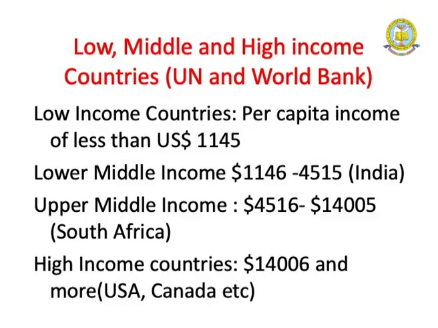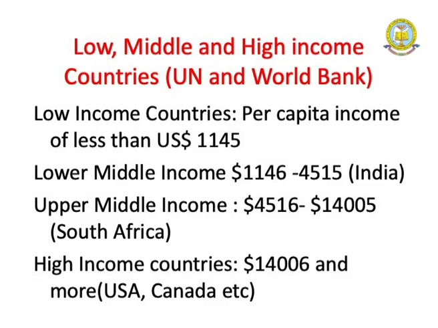So, first let us understand what is meant by low income country, what is meant by middle income country and what is meant by high income country. As per the United Nations and World Bank, low income countries means the per capita income in those countries, per capita income means income per person, is less than $1,145. Lower middle income country means if the per capita income is between $1,146 to $4,515, that country is called a lower middle income country.